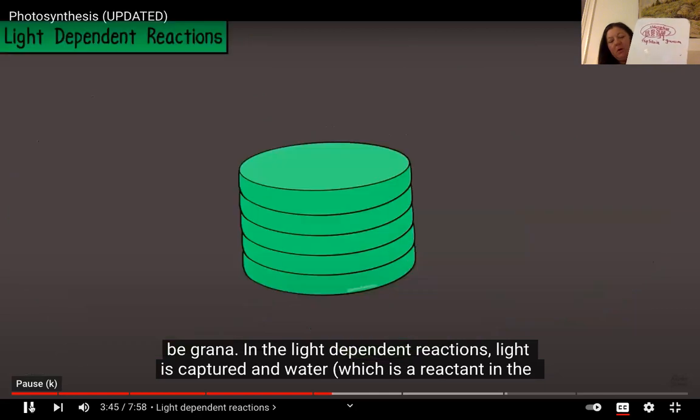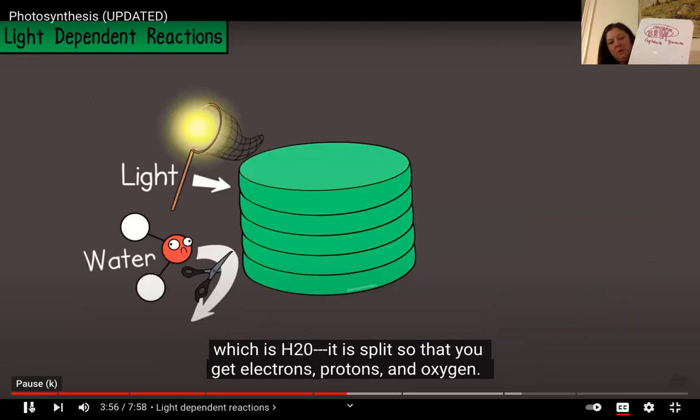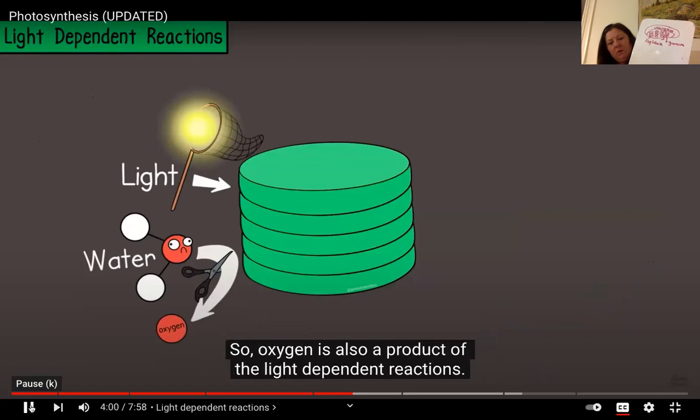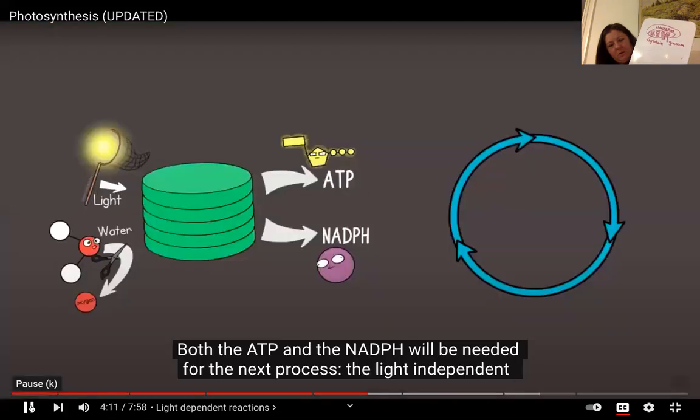In the light-dependent reactions, light is captured, and water, which is a reactant in the photosynthesis equation, is split. That means if you think of the chemical formula for water, which is H2O, it is split, so you get electrons, protons, and oxygen. So oxygen is also a product of the light-dependent reactions. The light-dependent reactions also produce ATP and NADPH, which we'll get to in a little bit. Both the ATP and the NADPH will be needed for the next process.